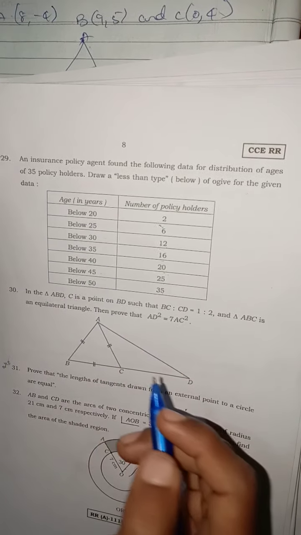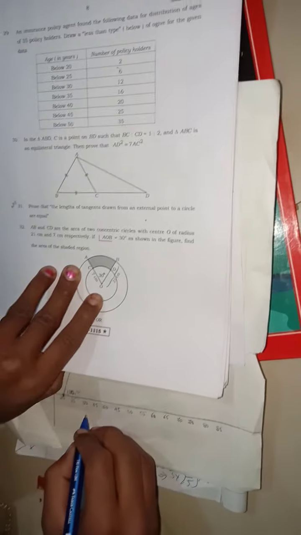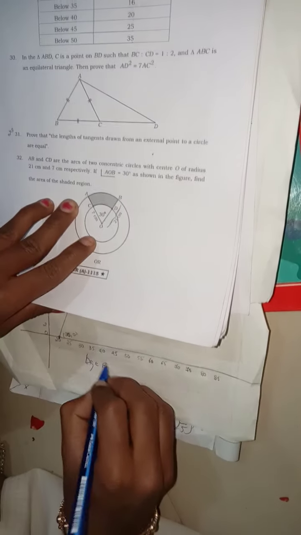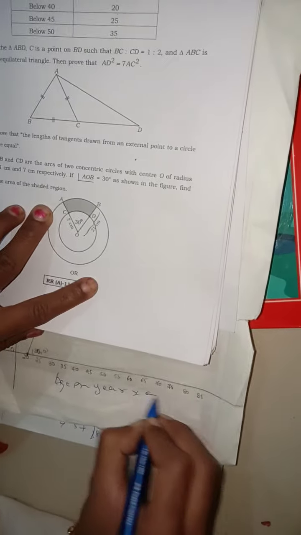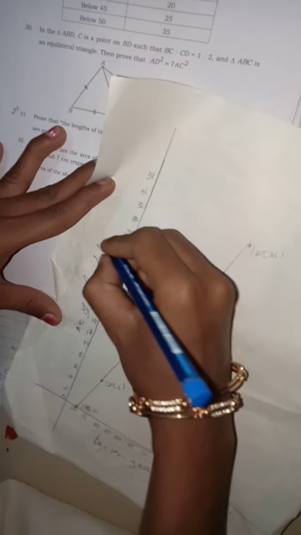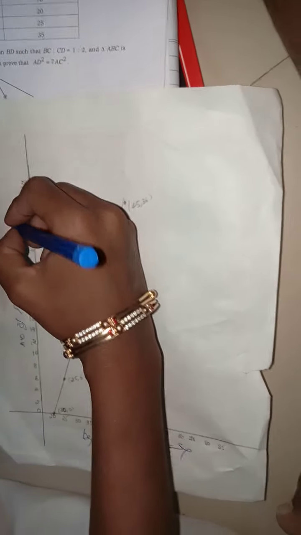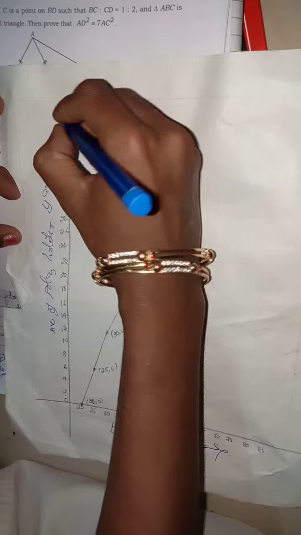It is a graph question, so I have drawn the graph. See here, on the x-axis I have taken the age in years, and on the y-axis the number of policyholders. On graph sheets, it has to be written in pencil, not in pen. Mark the axes first, y'y and x'x, and we have to write the scale here.